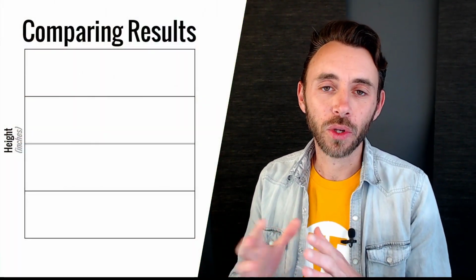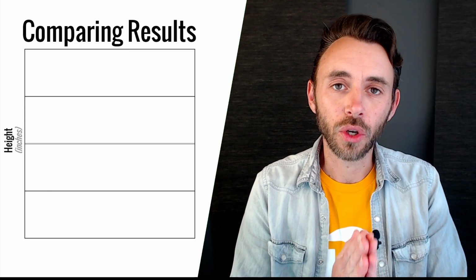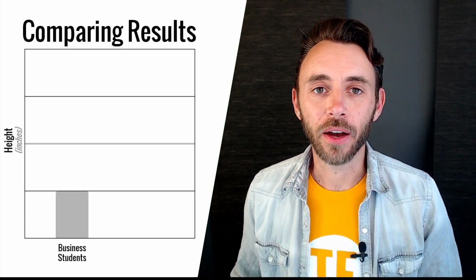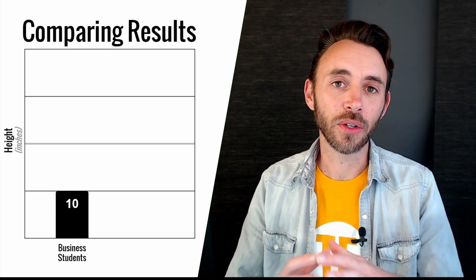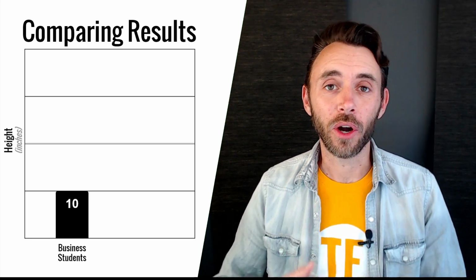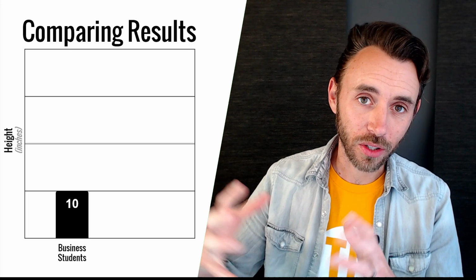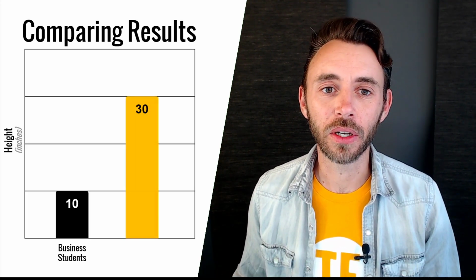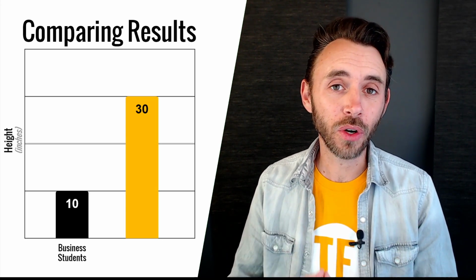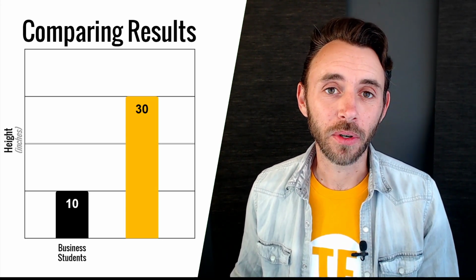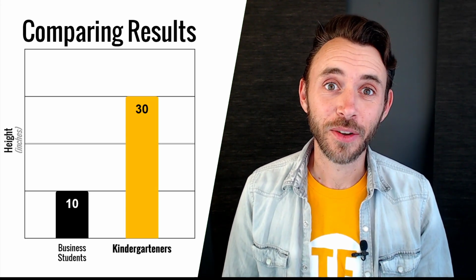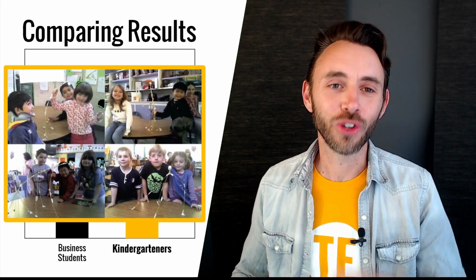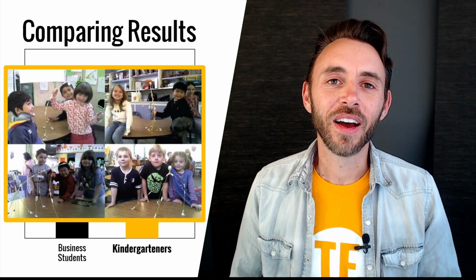And that happens when you compare your students' results with other groups of people who've done this exercise. Now, business students on average build towers that are around 10 inches tall, where architects build towers that are around 40 inches tall. But what's really interesting is that there's a group of people out there who build towers that are on average about 30 inches tall. And that group of people are kindergartners.